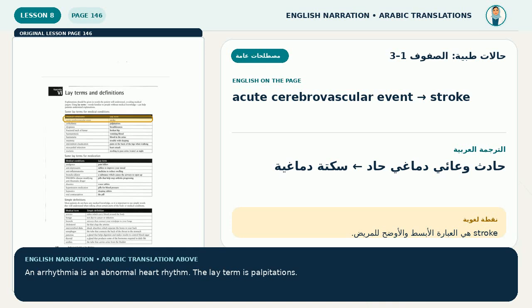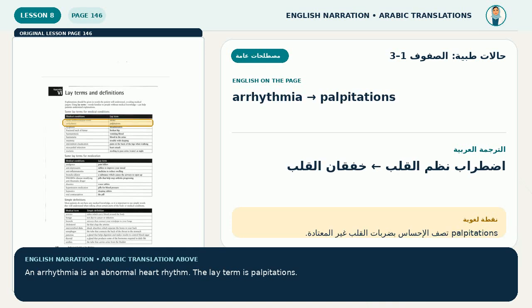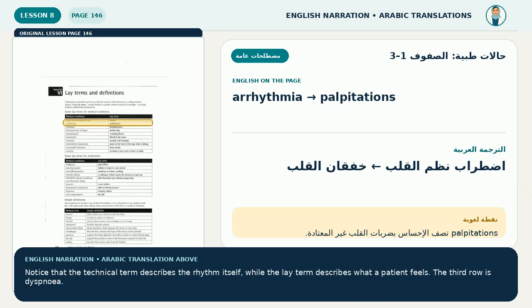The second row is arrhythmia. An arrhythmia is an abnormal heart rhythm. The lay term is palpitations. Palpitations are the feeling that the heart is beating quickly, strongly, irregularly, or in an unusual way. Notice that the technical term describes the rhythm itself, while the lay term describes what a patient feels.